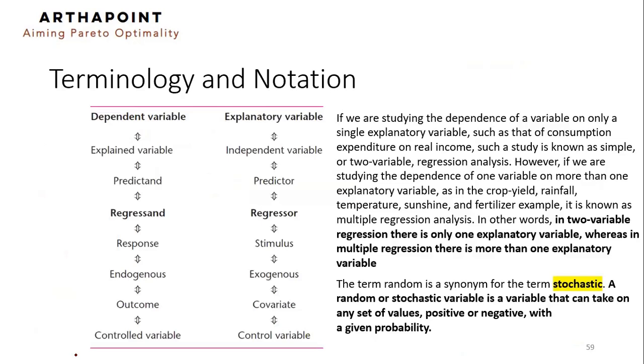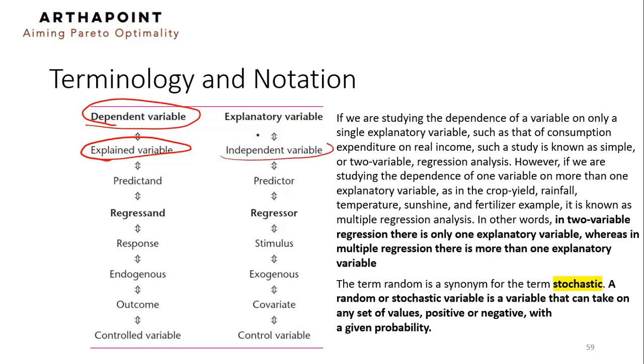So this is some of the terminology. A lot of students get confused while they're going through the terminologies. The dependent variable is also called the explained variable. Why? Because that has to be explained by the independent variables. You have to find a way to explain it. So it is the explained variable.